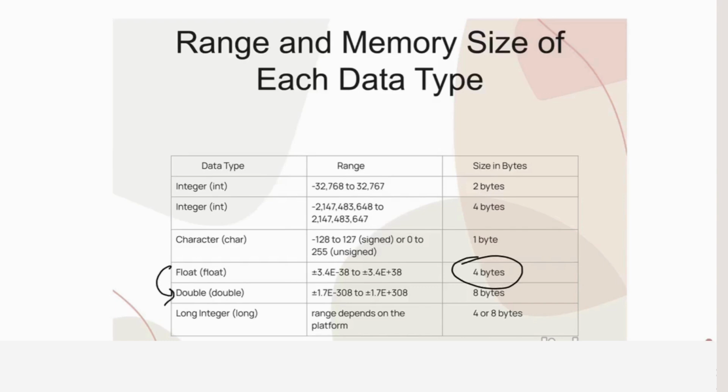Now double is an extended part of float where it can store the same decimal type of numbers but with a larger range of numbers before and after the decimal part. So here the range is ±1.7 e -308 to ±1.7 e +308, and it is going to take 8 bytes of memory to store in the memory location.